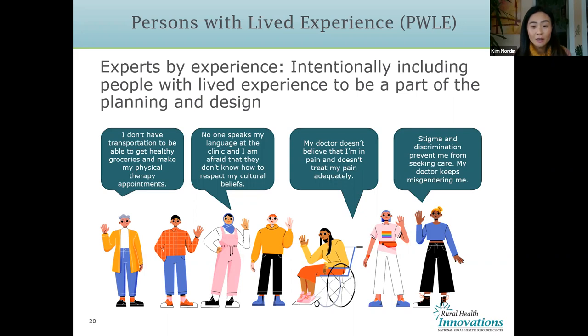You might learn that there is a lot of mistrust in the healthcare system, which could tell you that before you even consider holding a class to focus on nutrition, really what you need to do is work on building trust with that community.